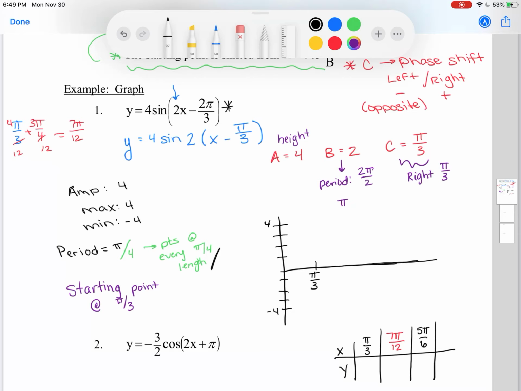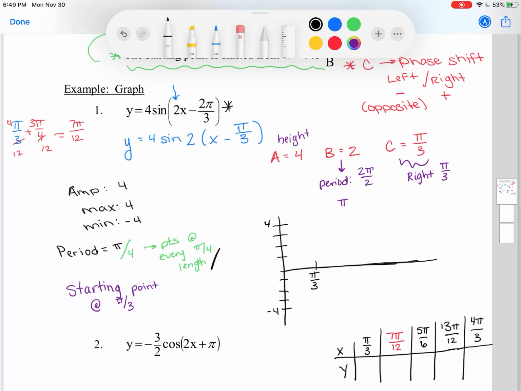If we add another pi over 4, that puts us at 13 pi over 12. Try to reduce your fractions as much as possible when you can. And the last point, we will call it 4 pi over 3. Again, I'm just adding pi 4ths to each one of those. Just make sure you have the same denominator when you add them together, and then you can simplify from there.